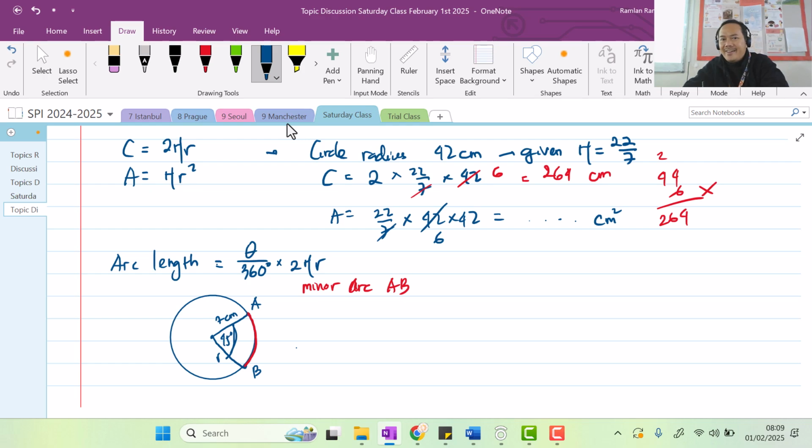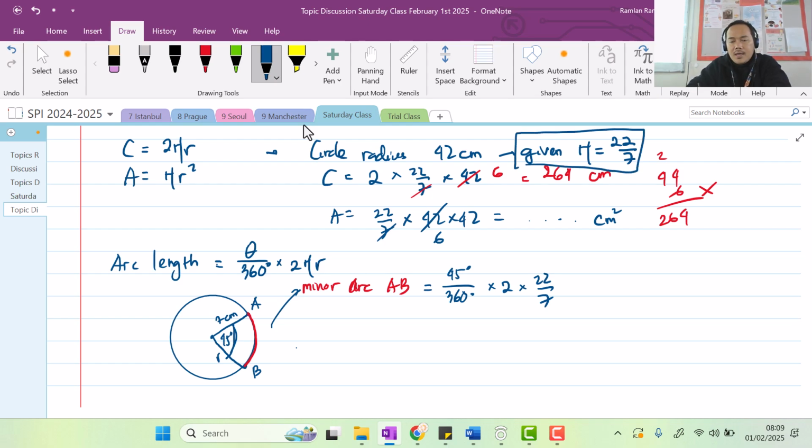Now, if we are going to find this one over here, that will be equal to 45 degrees over 360 degrees, and then multiply that by 2, and then multiply it by 22/7, again because it's given that pi is just 22 over 7. And then multiply by the radius. That's it. Get it? How to calculate?